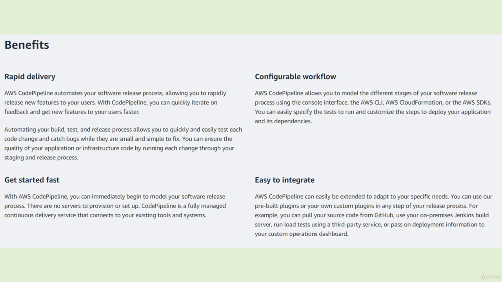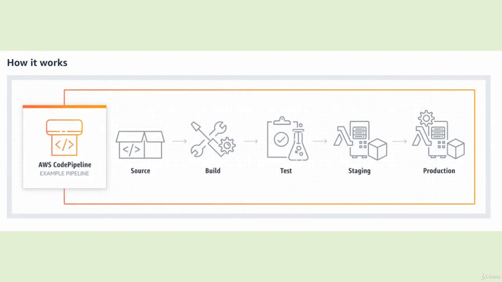You can easily specify the tests and run customized setups to deploy your applications. It is easy to integrate with different third-party tools and on-premise tools like Jenkins, build servers, and things like that. How does it work? In CodePipeline, we have to define the source, build, test, staging, and production environments, and we have to arrange these things in a sequential manner, deciding what comes next after what.